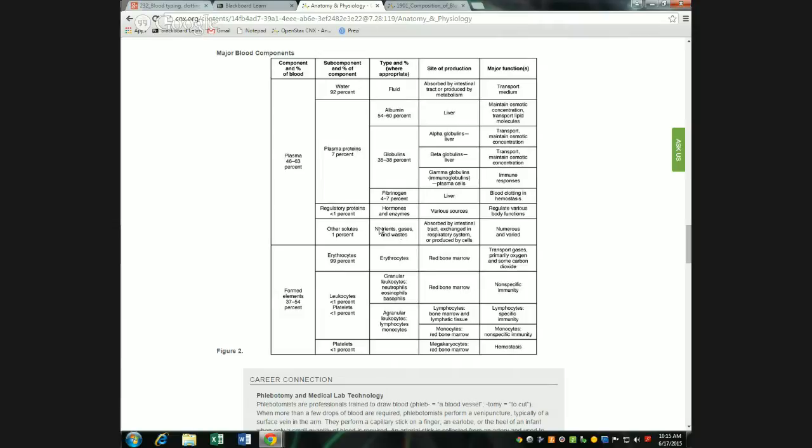And then they have regulatory proteins and other solutes, so hormones and enzymes, nutrients, gases, wastes. It's all listed here. And then for the formed elements, which are the cells, we got erythrocytes, which are red blood cells, 99%. Leukocytes, or white blood cells, are less than 1%. And then weird little formatting issue here. In this box, it says leukocytes less than 1%, platelets less than 1%. Then down here it says platelets less than 1%. Weird quirk, they put platelets less than 1% twice. So just ignore it here because it has its own row there. We'll talk about the white blood cells in the immune system, and the different types of them and all that sort of thing. Platelets are about blood clotting, so when I talk about blood clotting, I'll include that stuff there.